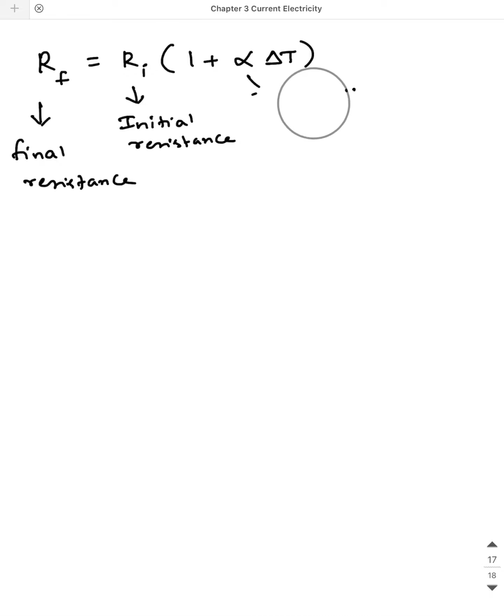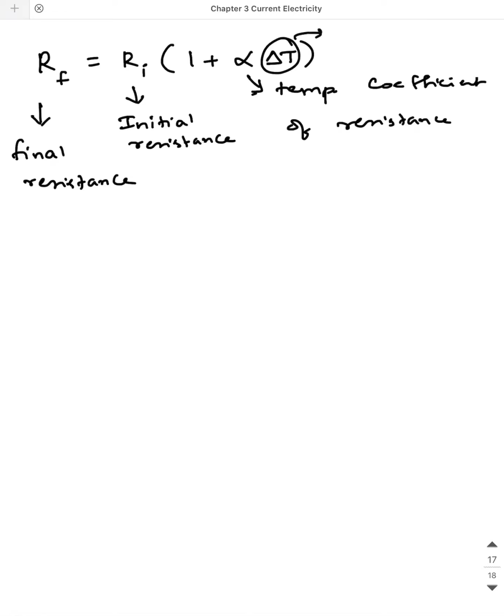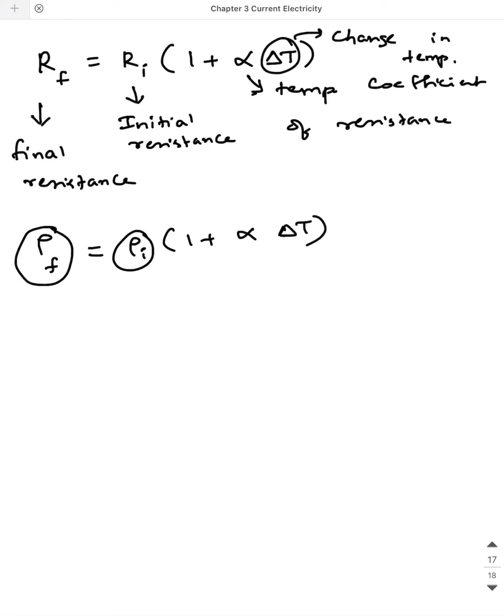temperature coefficient of resistance, and delta T stands for the change in temperature. So this is what happens. Similar is the case for resistivity also. Rho final is equal to rho initial into 1 plus alpha into delta T. So the only difference is going to be final resistivity, initial resistivity, everything else is going to be the same. This we can call the temperature coefficient of resistivity.